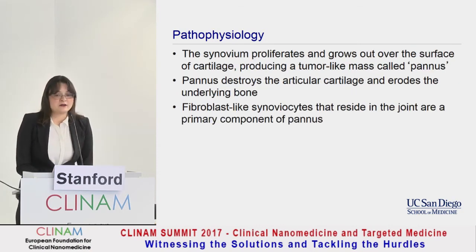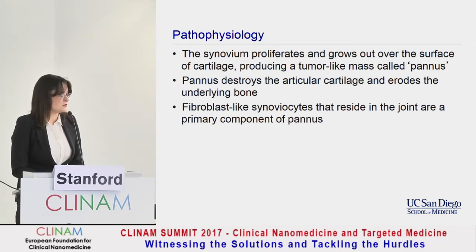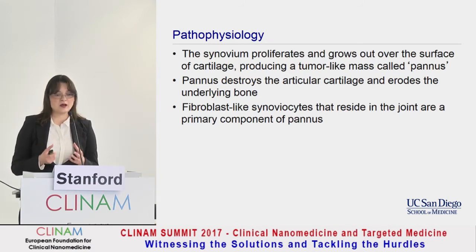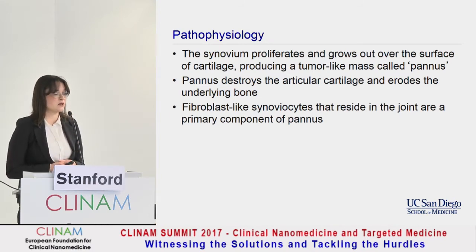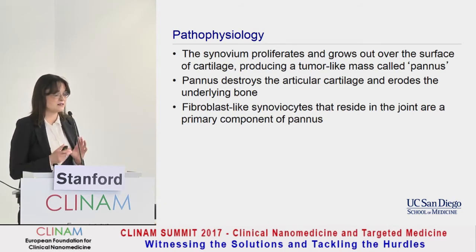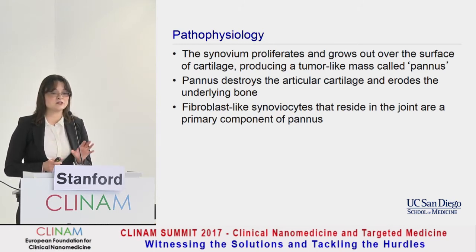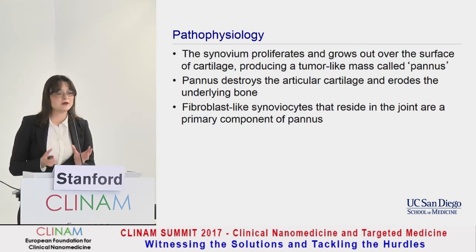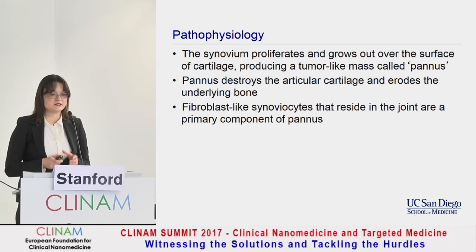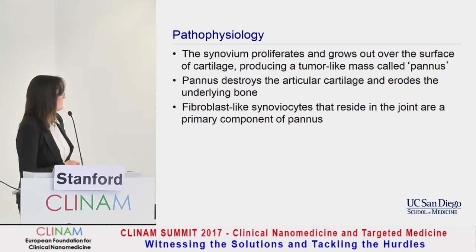Now, during RA, the synovium proliferates and grows out of control, and it forms a tissue called pannus. Pannus is mostly comprised of fibroblast-like synoviocytes, but also neutrophils and macrophages and other immune cells. And the pannus has some similarities to a tumor. It actually becomes invasive and invades over into the cartilage and starts chewing away the cartilage and erodes bone. And fibroblast-like synoviocytes are one of the key drivers of the pannus.